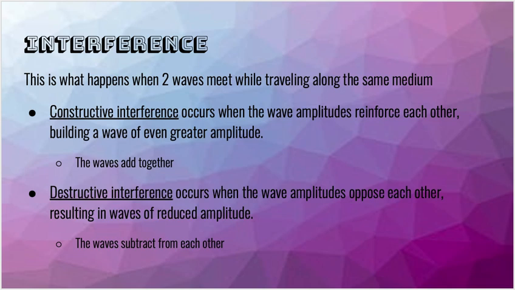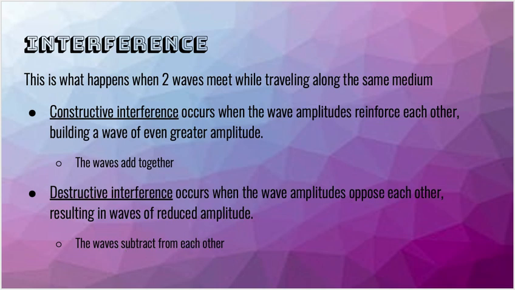So you have things that can happen with your waves, and this is called interference. This happens when two waves meet while traveling along the same medium. So you have constructive interference and destructive interference. Constructive interference occurs when the wave amplitudes reinforce each other. They're going to build a wave that has an even bigger amplitude. So really, you're just adding those waves together. Destructive interference occurs when the wave amplitudes are opposite of each other. This is going to result in a wave that has a smaller amplitude. So you're going to subtract the waves from one another.